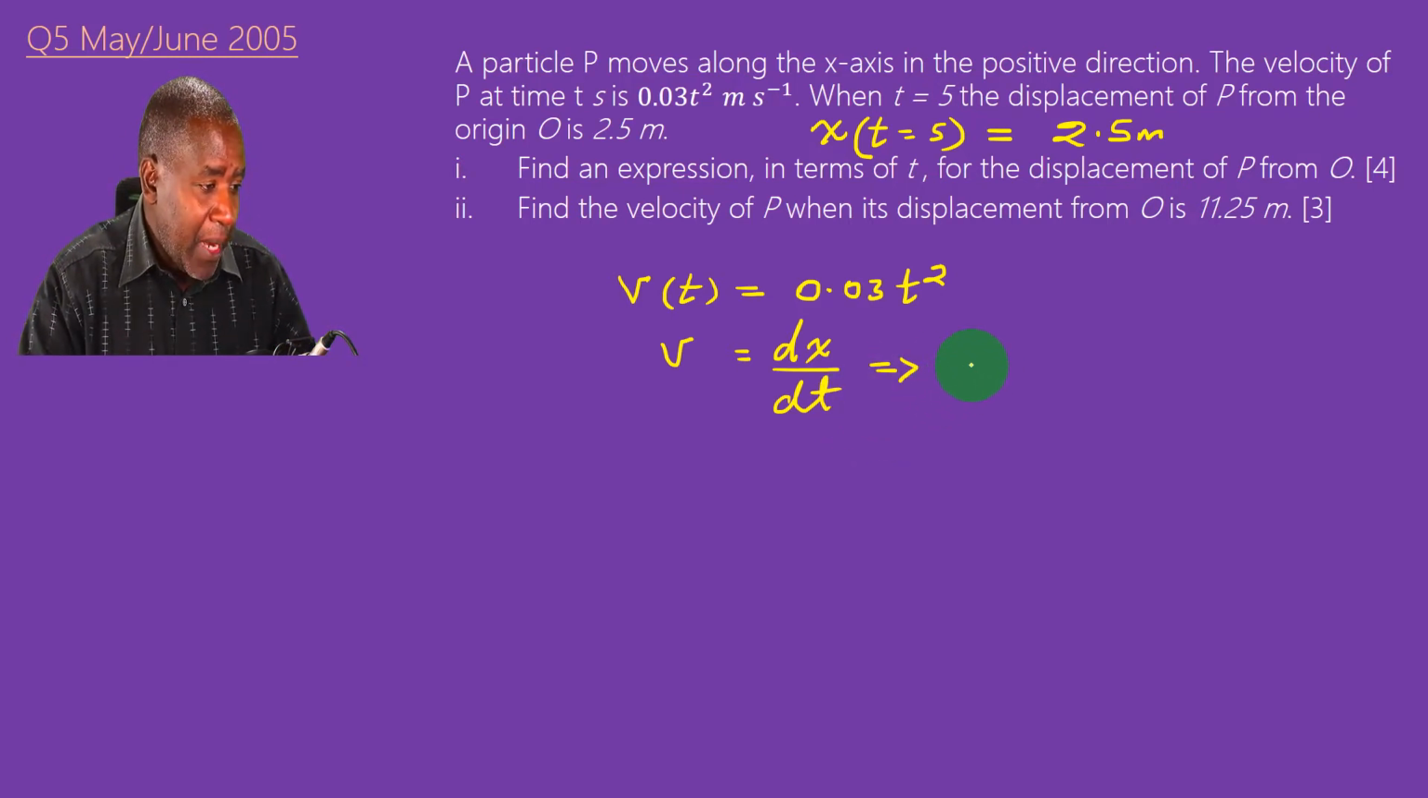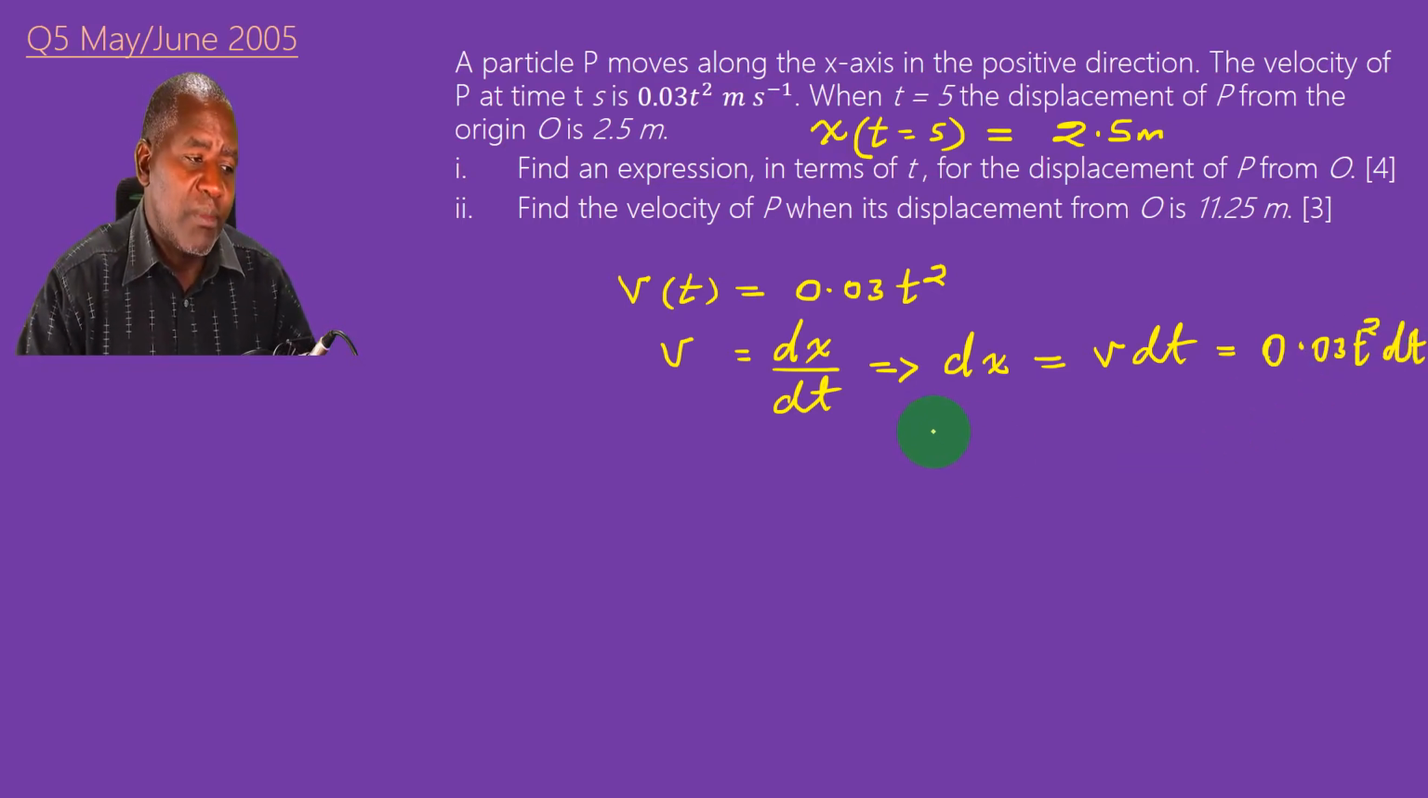At this point, I'm going to write dx to separate these two variables, v dt. And of course, I know the v is this value here. So this one is 0.03 t squared dt. This is what it means by separating the variables. Let me write it clearly. dx is going to be equal to 0.03 t squared dt.